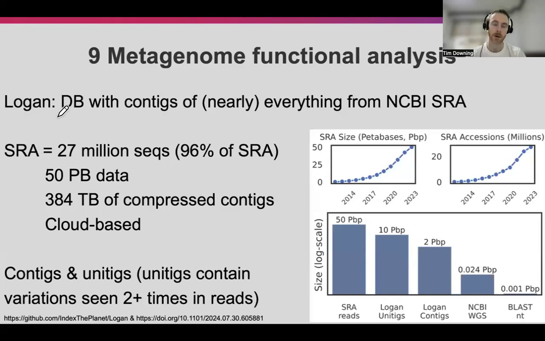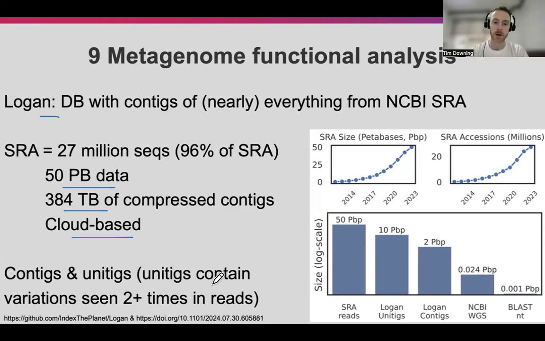One thing that we will try in our practical is this tool called Logan, which has very, very fast alignment of a short query of interest with most of the NCBI SRA. So this covers about 96% of the SRA based on the last publication instance. This spans about 50 petabytes of data and includes 384 terabytes of compressed context against which you can search using cloud-based infrastructure. You can search contigs and unitigs.